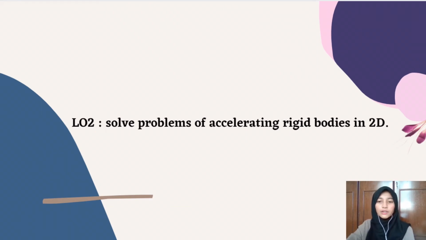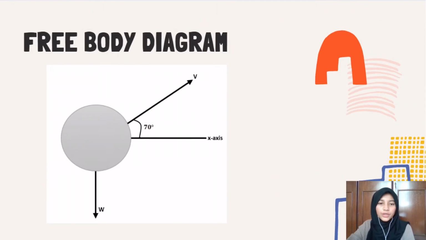Okay, now I will continue with LO2, where we will discuss how to solve the problems of accelerating rigid bodies in 2D. This FBD is the FBD of the trash that was thrown away. The arrow downward is W, which indicates the weight of the trash, and W is equal to mg. And this arrow is V, which indicates the velocity of the trash when it was thrown away at 70 degrees from the x-axis.